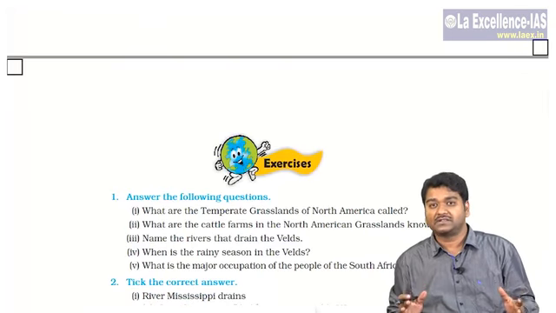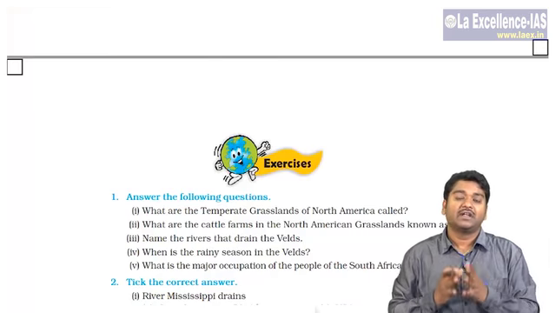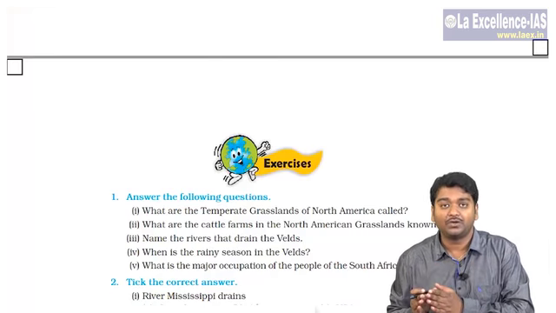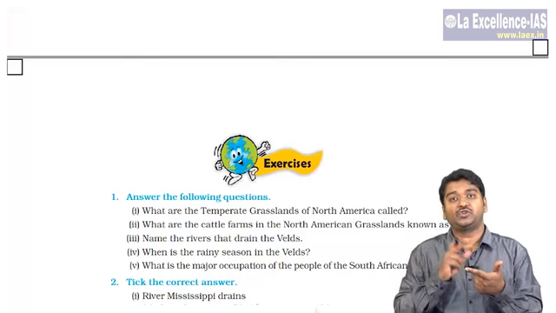So after seeing this, let's quickly move to the last chapter of this book. That is with respect to deserts. We have two types of deserts, hot desert and also cold desert.